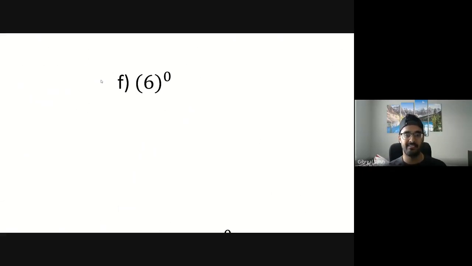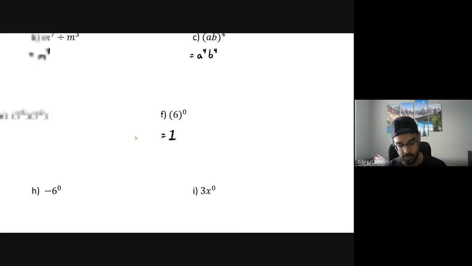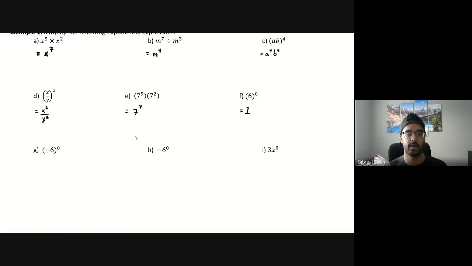Okay, this is F, so 6 to the power of 0. We just saw our 0 exponents equal to 1. So this one is completed, literally no work to do, which is some of these are really nice if we remember those laws and how they work.